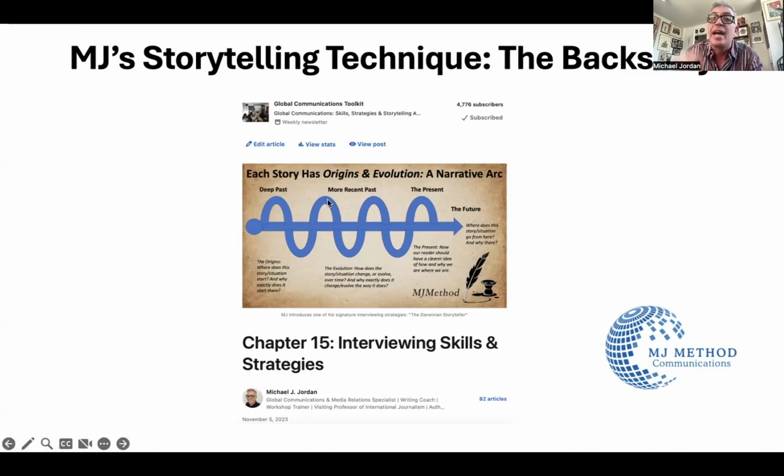So as I say, I call this the more recent past. That's what we call the evolution, how things change over time. And the question I ask is, how exactly does a story or situation change or evolve over time, and why exactly does it change or evolve the way it does? Very detailed storytelling, but only with the most relevant or necessary details.